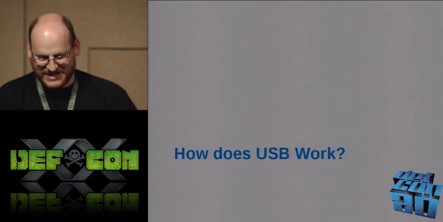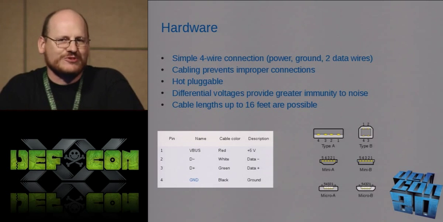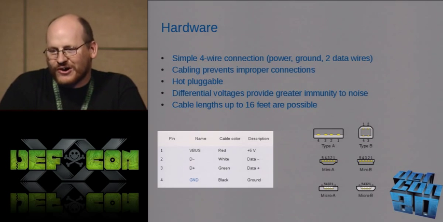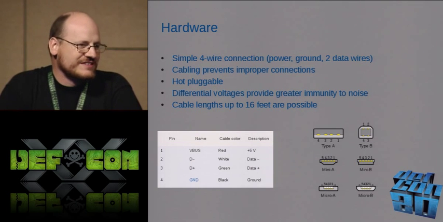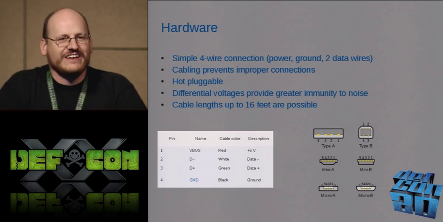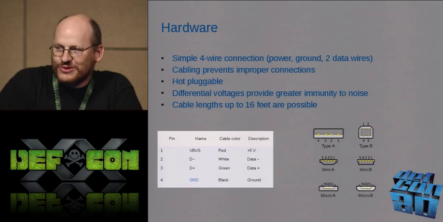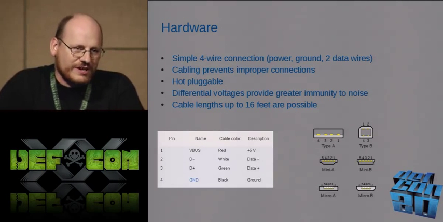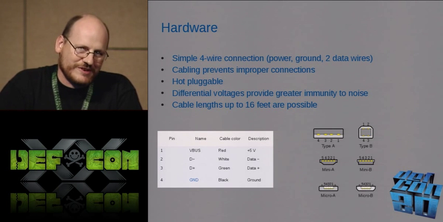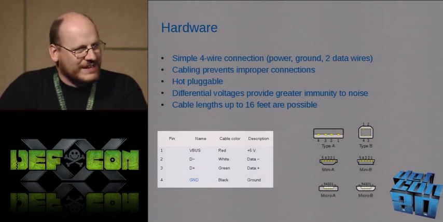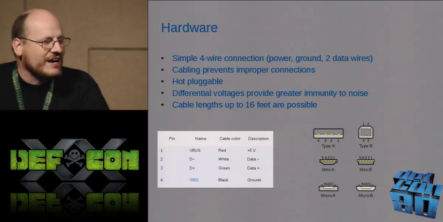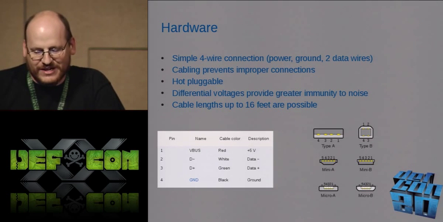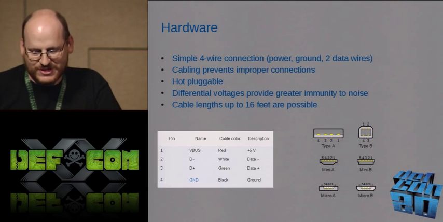All right, so how does this stuff work anyway? Well, it's made to be very simple from a user standpoint. So they have some nice idiot-proof hardware. It's a pretty simple four-wire protocol, and it's set up so that you cannot screw it up unless you try, right? If you're used to going old school serial, you know that you can very easily hook something up wrong and you're like, oh, that's the wrong kind of RS-232 cable, or, oh, it's got the 25 pin, I needed the 9, and, oh, it's not a null modem cable. They got rid of all of that hassle. Also made it hot pluggable, and they use differential voltages, which is good for noise and things like that on your lines. And you can have some fairly long USB cables, as much as 16 feet.